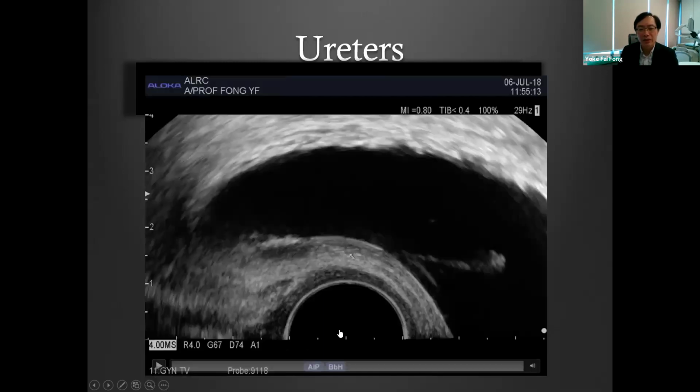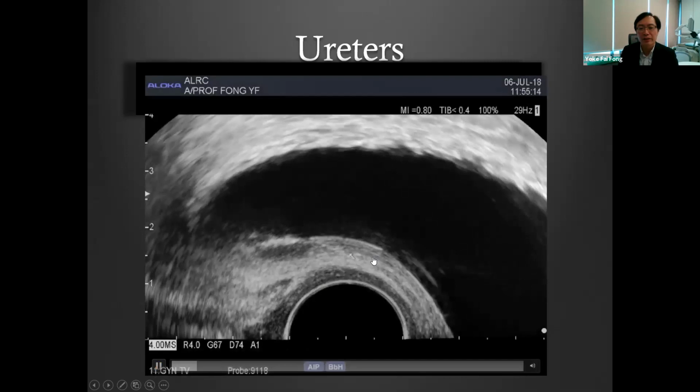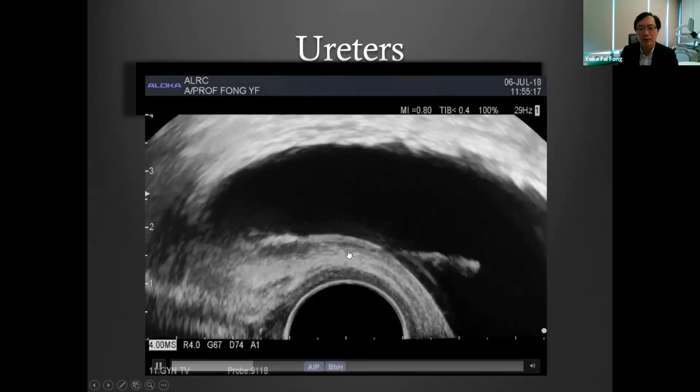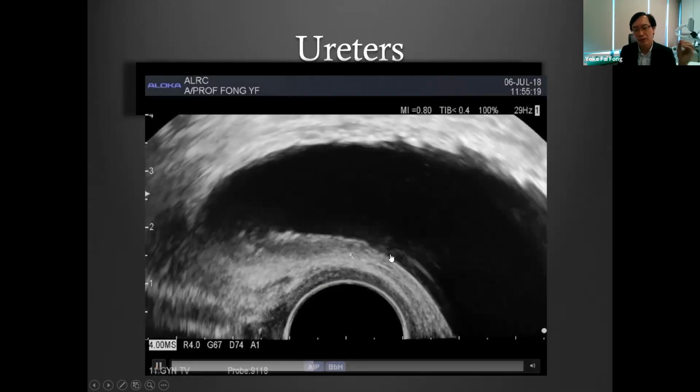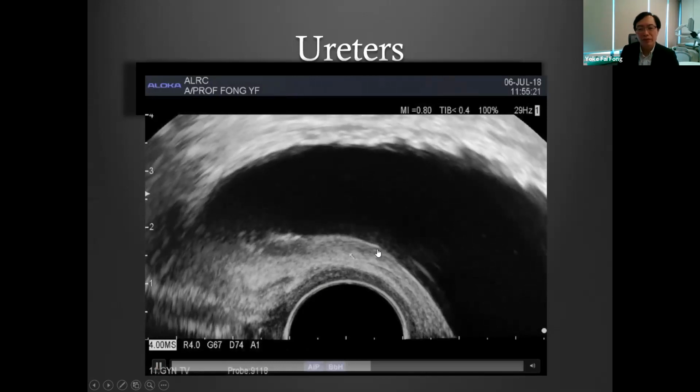Here you can even see the ureteric jet. You can see the ureter shooting out. You can see the orifice here. This is a ureteric jet from the orifice.